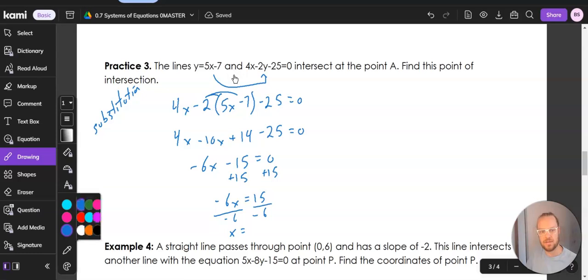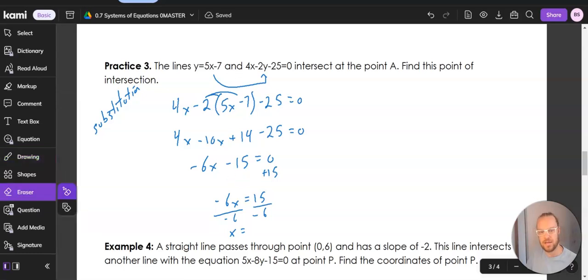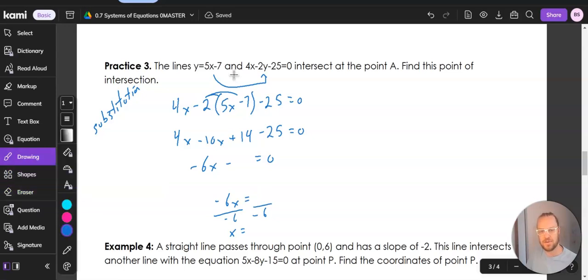That is not right. That is not a 15. Hang on there. 14 minus 25 is definitely negative 11. Sorry about that. So then I'm going to add 11 to both sides instead. And I'll get negative 6x equals 11, divided by negative 6, and I can't actually simplify that. That's just going to be negative 11 sixths.